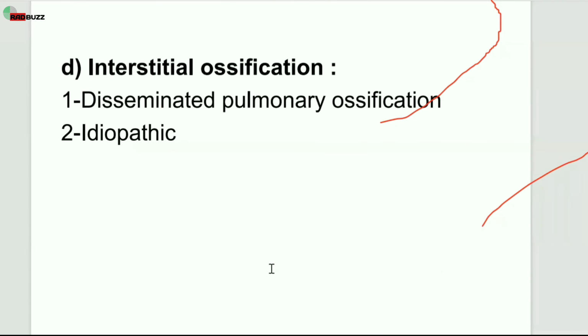Interstitial ossification: there can be disseminated pulmonary ossification. You might have heard of hypertrophic pulmonary osteoarthropathy. That is a condition where these interstitial ossifications can occur, and they can be idiopathic, without any reason, as well.